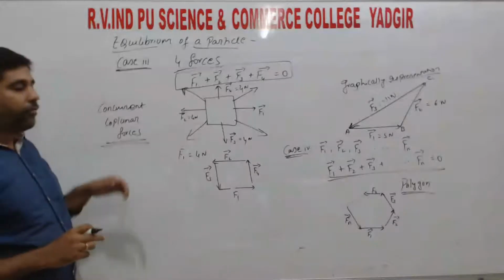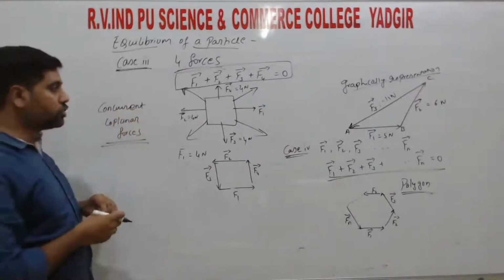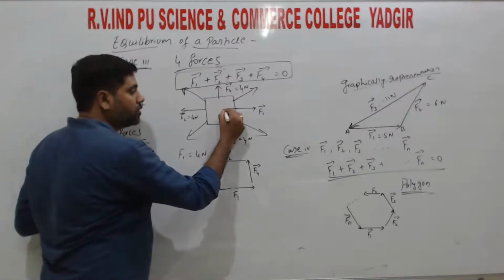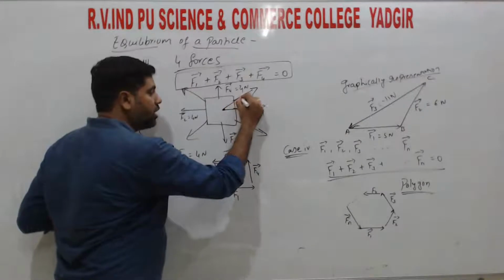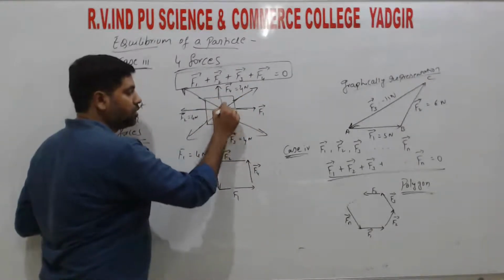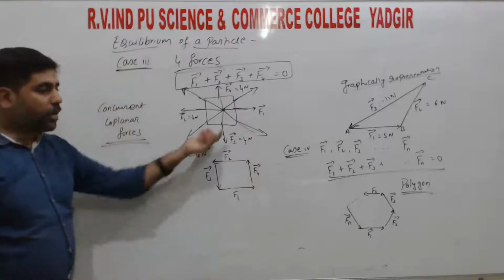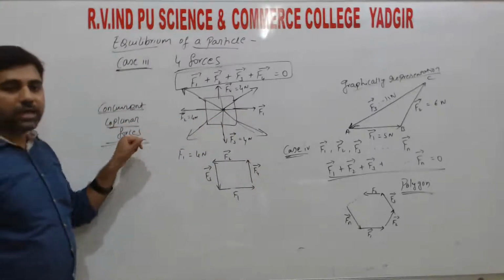So we define this in vectors. Concurrent means all the forces which are acting from a single point, right? So when forces act at the same point from all directions, right? So on that particle the forces are concurrent. Coplanar means all the forces which are in the same plane.